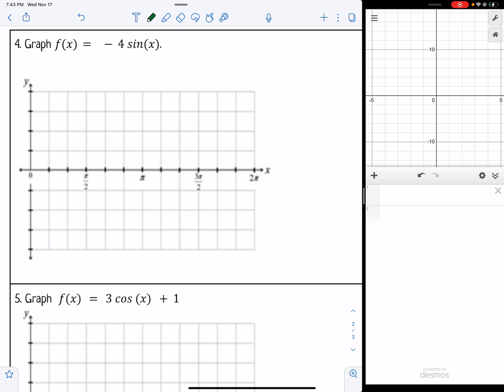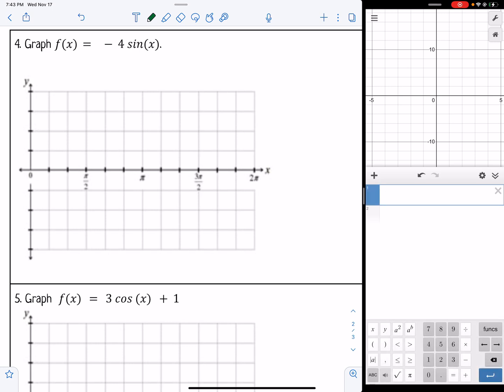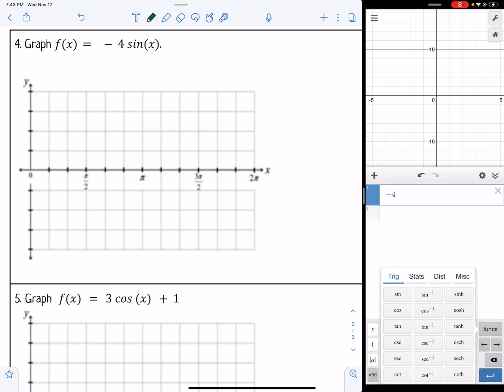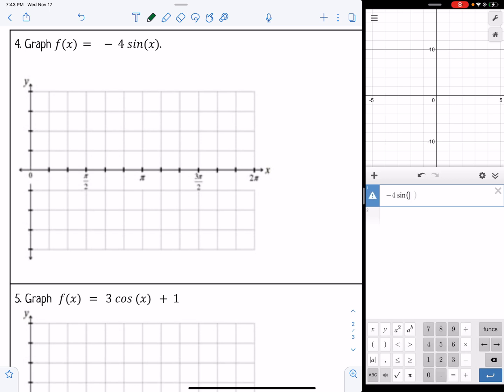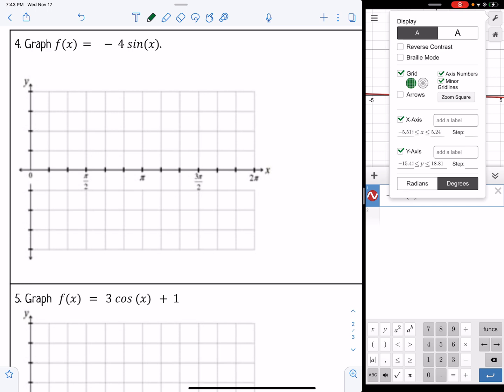So it says graph f of x equals -4 sine of x. So let's type in -4, go to functions, go to trig, click on sine. And you can also type in the word sine. It's just a button in there as well. Then you want to change your window. So you want to hit the little wrench at the top. Change it to match what's on your paper.